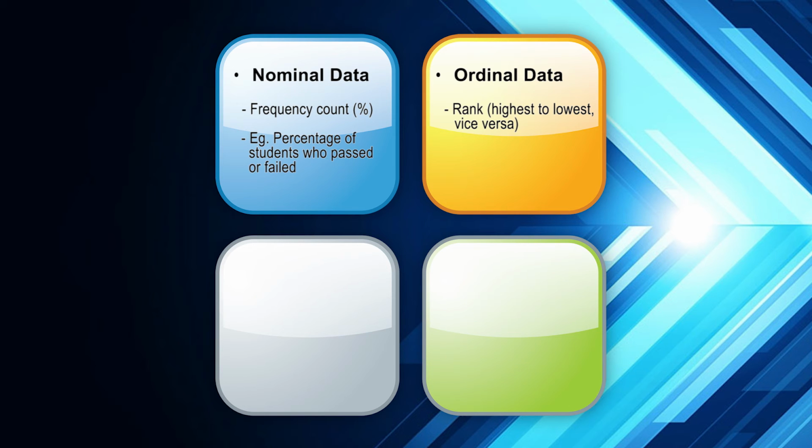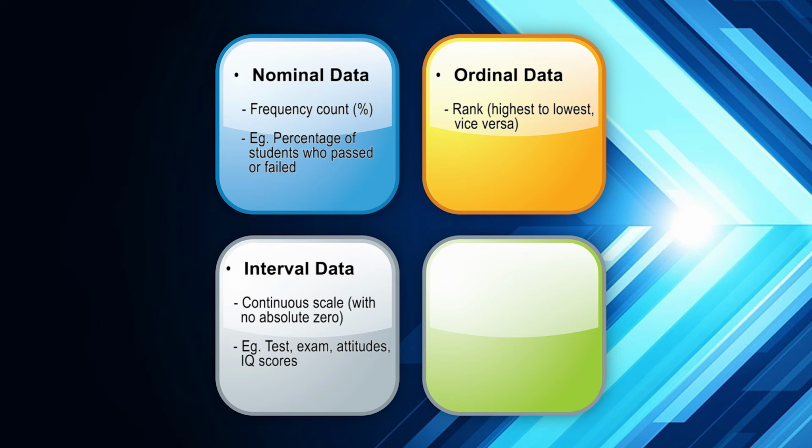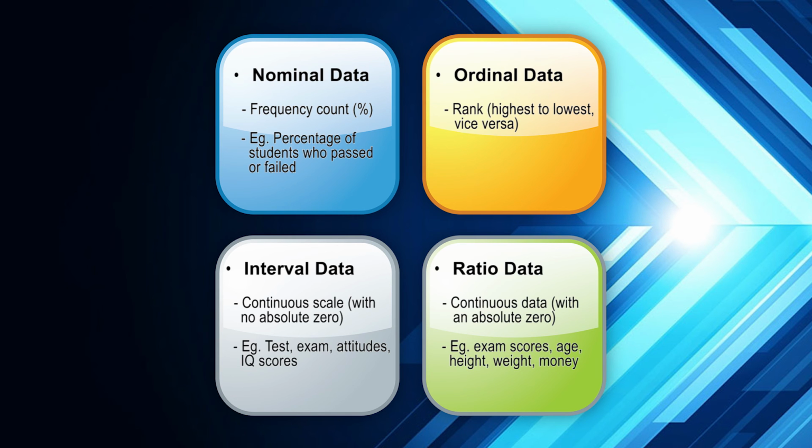The third type of data is interval data, which has a value on a continuous scale but does not have an absolute zero. Examples of interval data are scores such as test, exam, attitudes, and IQ scores. The final type of data is ratio data, which is also measured on a continuous scale, but it has an absolute zero. Examples of ratio data are test and exam scores, age, height, weight, money.